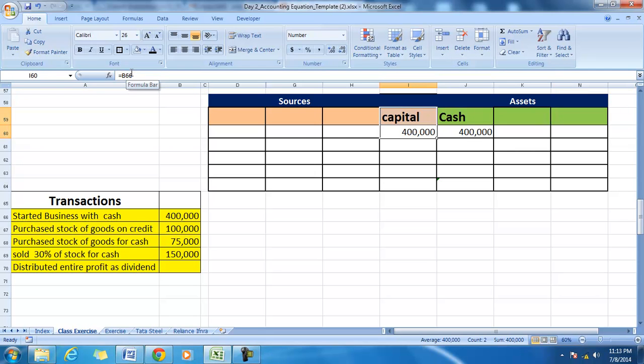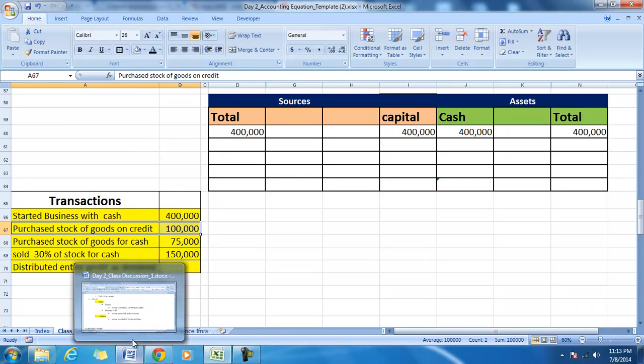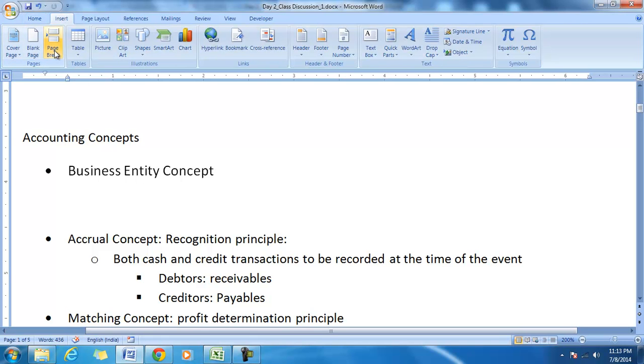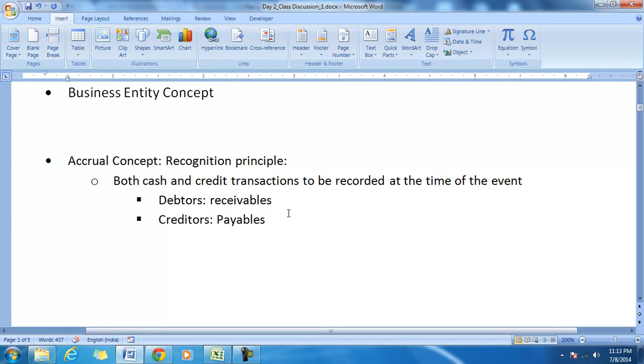So at that point of time the assets of the company are equal to the sources of the company, which is 400,000. Purchase stock of goods on credit. So it's a credit transaction, and according to the accrual concept, which is a recognition principle, both cash and credit transactions should be recorded at the time of the happening of the event.